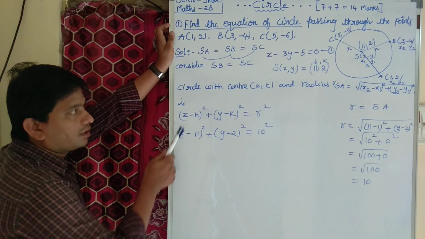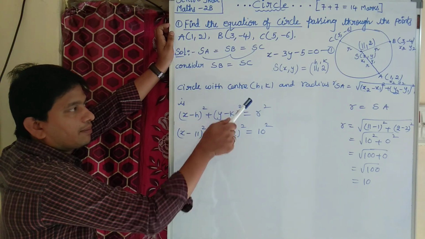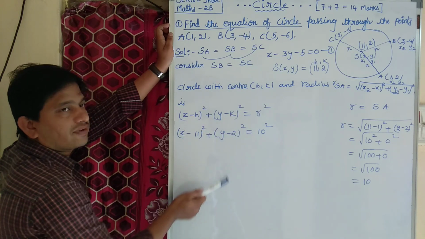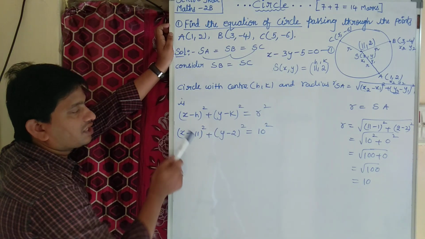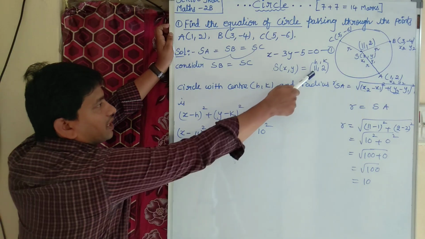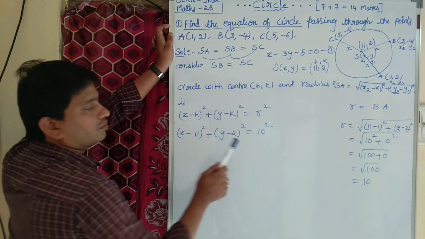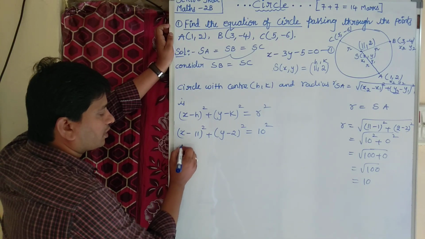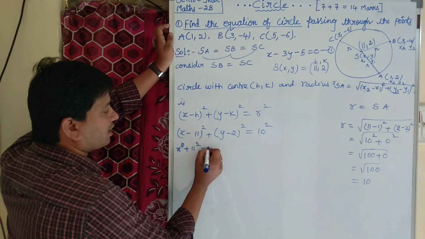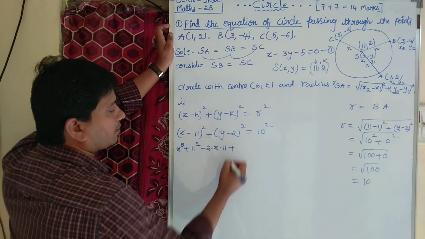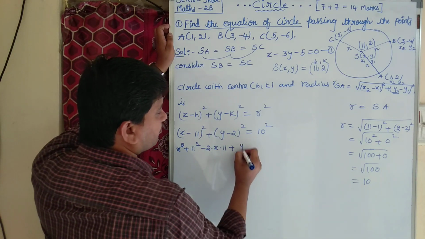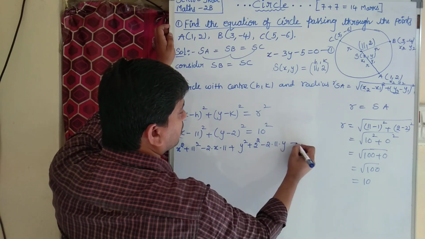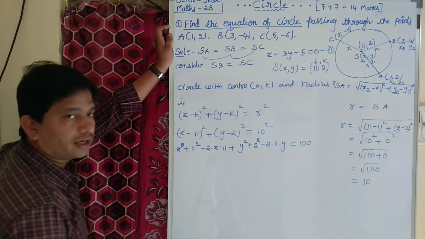Children, did you understand? Circle with center h comma k and radius r is x minus h whole square plus y minus k whole square equal to r square. This is our required equation of circle. As we know, h is 11, k is 2, and r value we got is 10. Again a minus b whole square is a square plus b square minus 2 into a into b, equal to 10 square, 100.